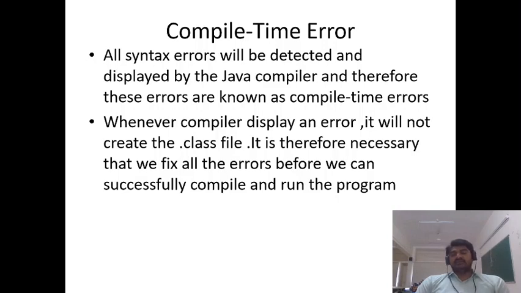Whenever the compiler displays an error, it will not create a dot class file. Suppose that we made a syntactical mistake and you try to run that program. After compiling the program, Java will not create a dot class file because your program contains errors. It is therefore necessary that we fix all the errors before we can successfully compile the program, so that the program successfully compiles and runs.